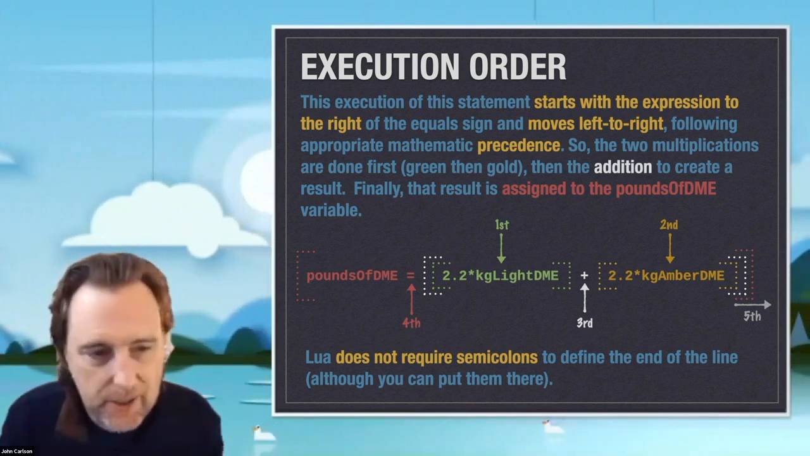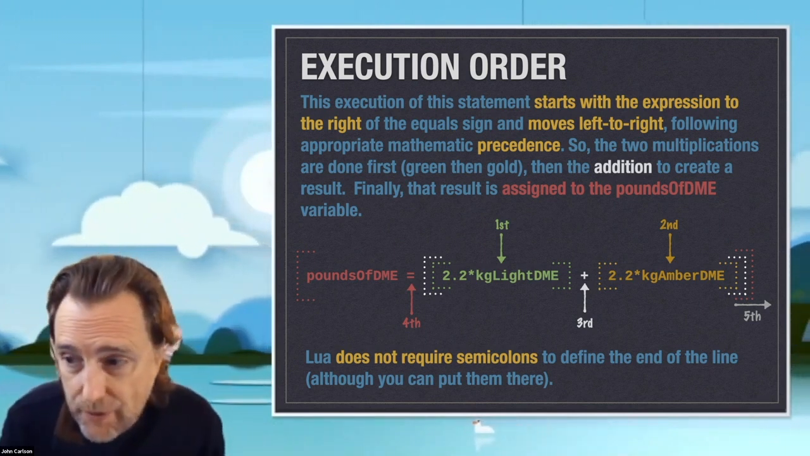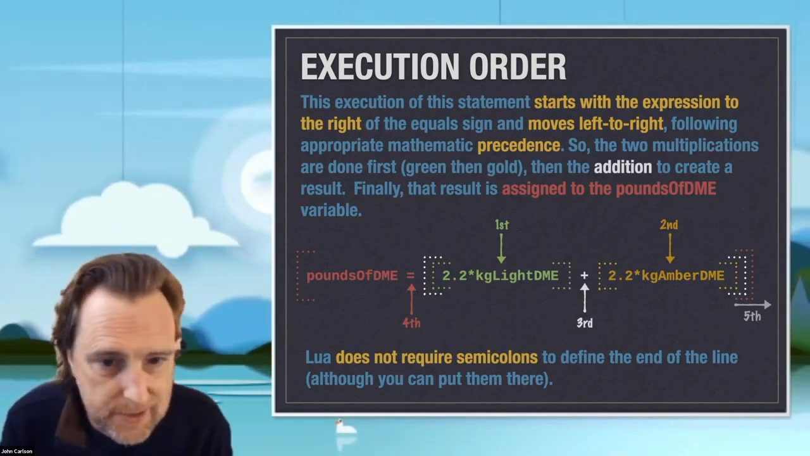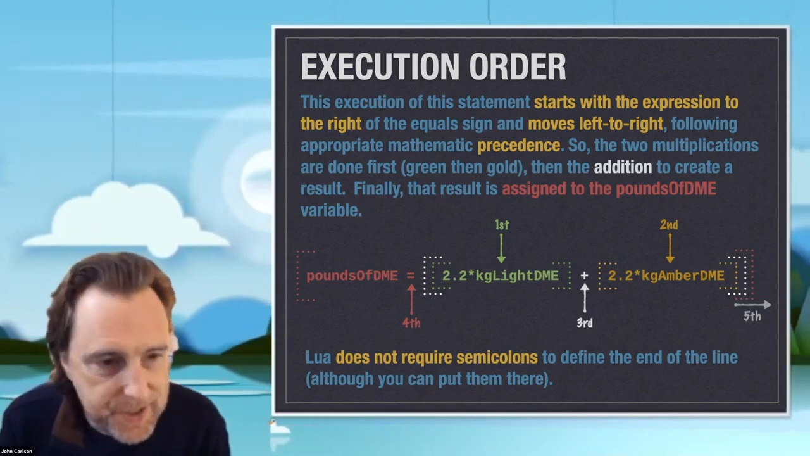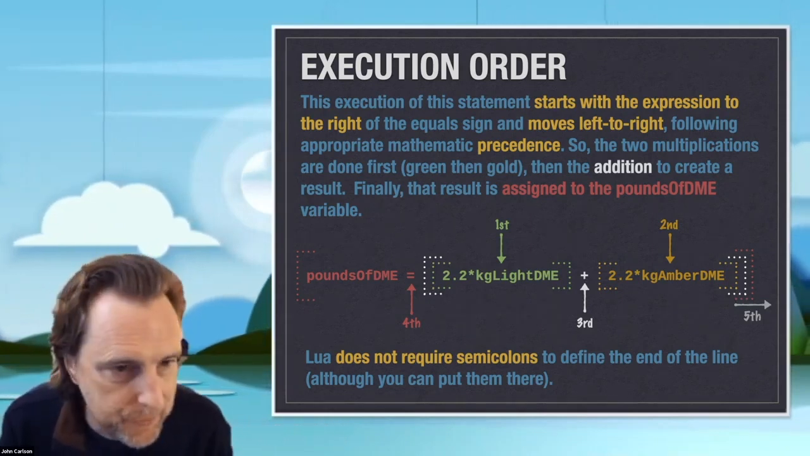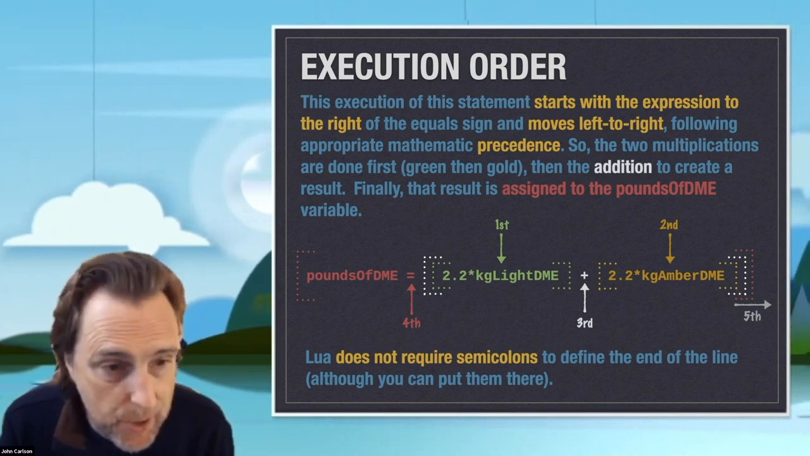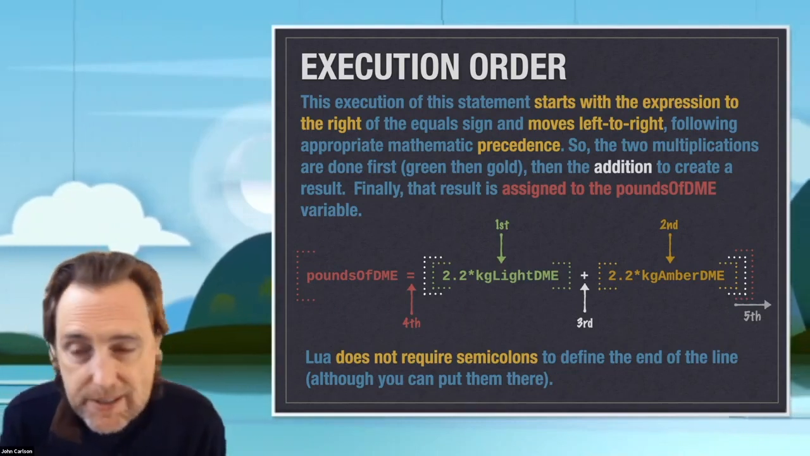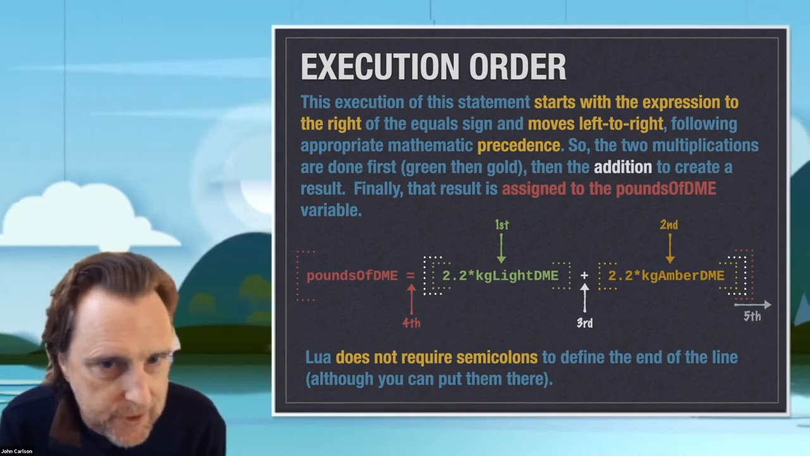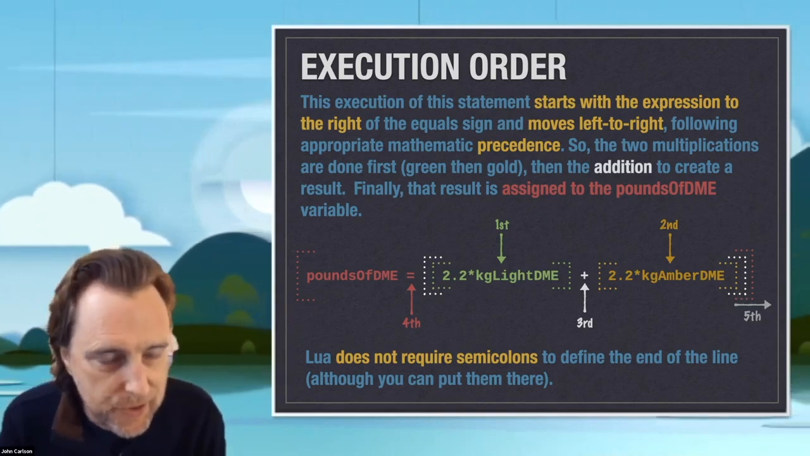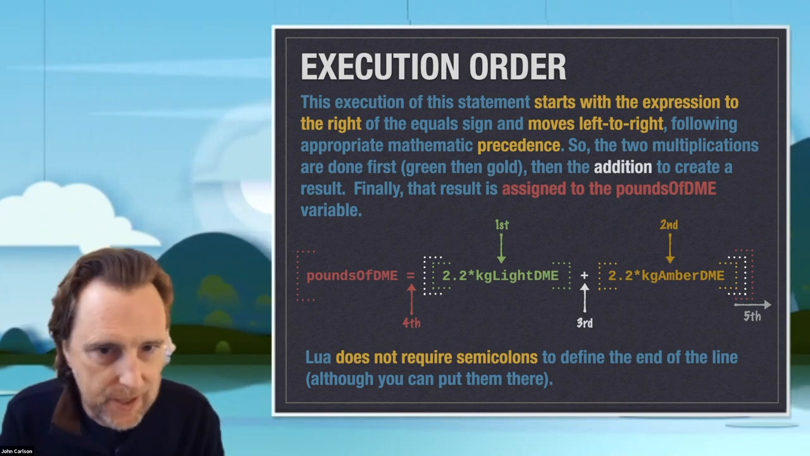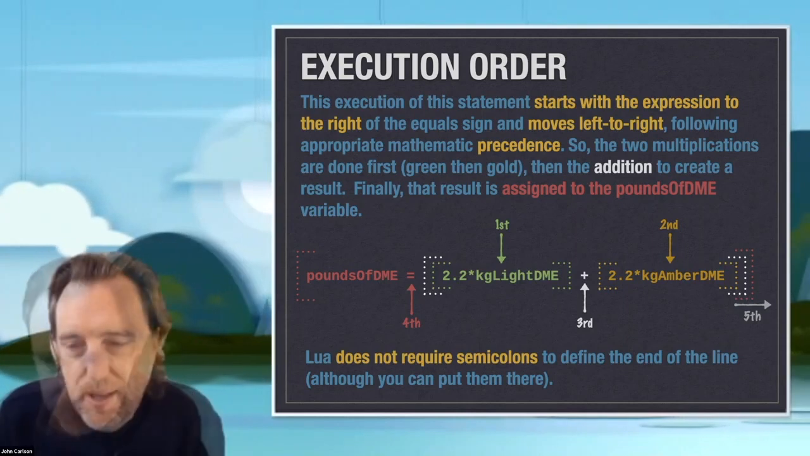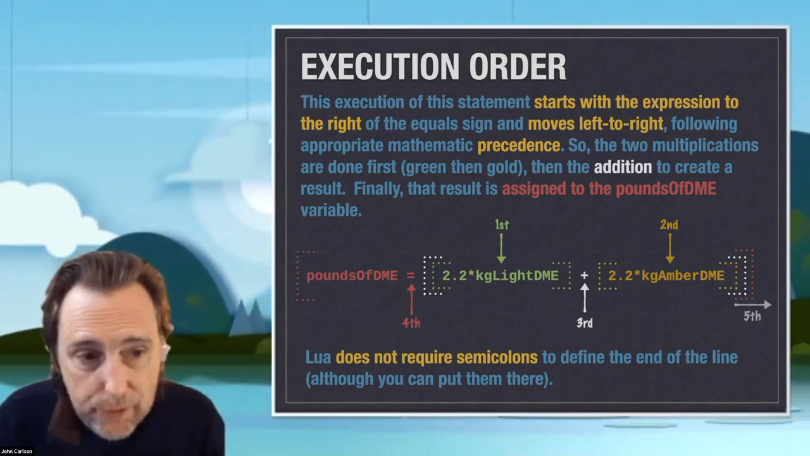First rule is the right-hand side of the equal sign rule. Everything on the right-hand side of the equal sign is evaluated first before anything on the left-hand side is considered. That makes sense. You can't assign the result into pounds of DME, the red variable, until you have a result to assign into pounds of DME, right? It wouldn't make sense to do that assignment first and then do the math later. You do the math first, get a result, and then finally do the assignment. So right-hand side of the equal sign is always first, and then it's processed by default from left to right.